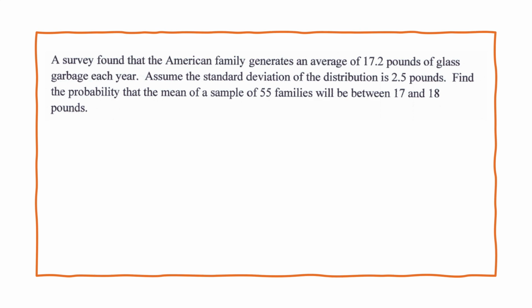So, some important things. Mean of a sample of 55 families. So second VARS, normal CDF, 17 is the low, 18 is the high, 17.2 is the mean. Standard deviation is 2.5, but I have to divide by the square root of 55 because this gets into the whole central limit theorem idea and the standard error and everything else. When I pump that in, I get 0.7147. The big thing you have to do there is recognize that you must divide by the square root of 55. That's the key when they start talking about the 55 families.